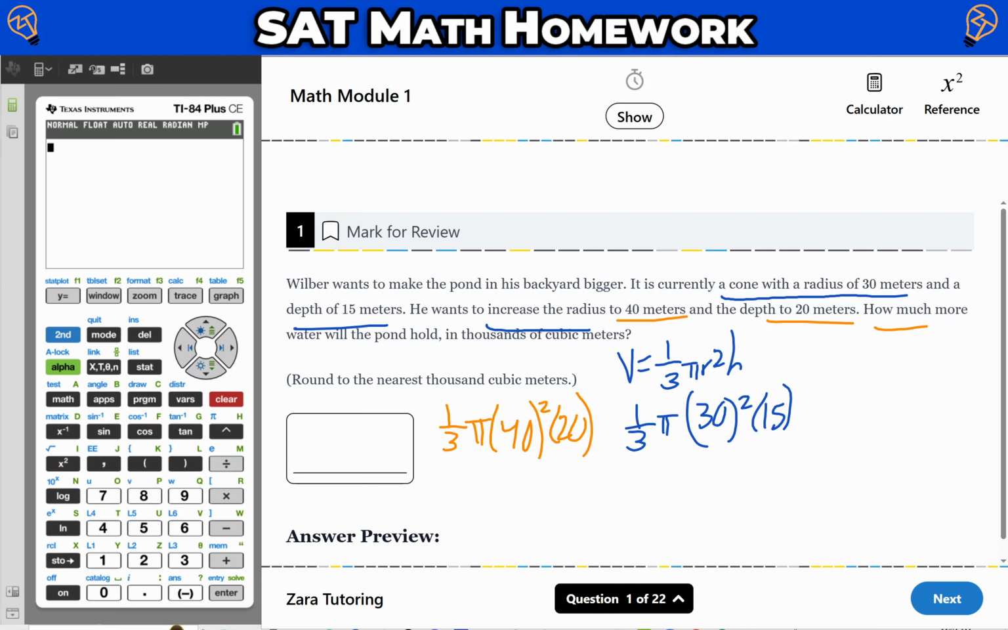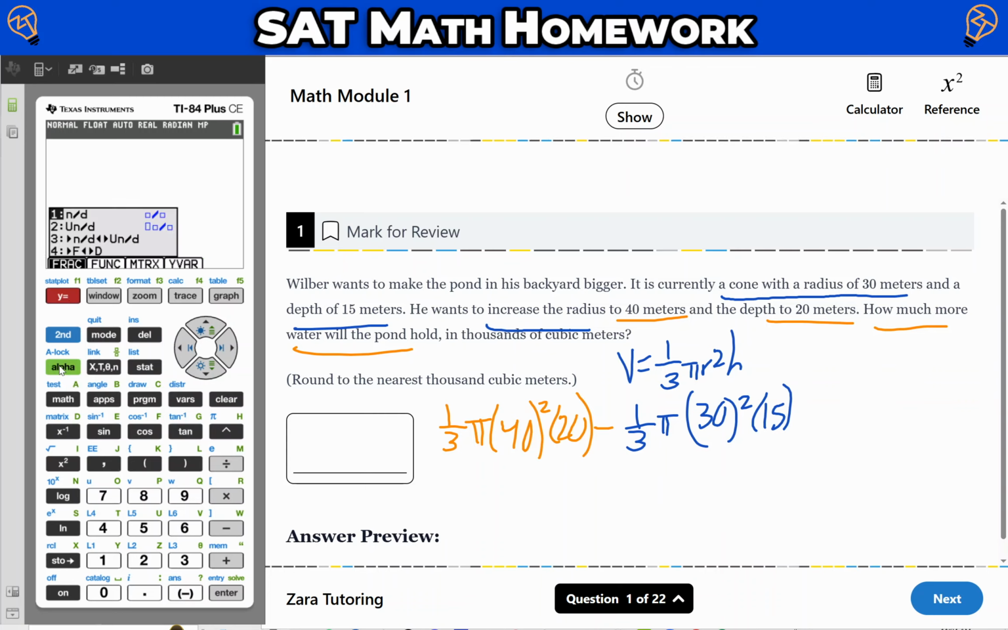So if we're trying to figure out how much more will it hold, we're finding the difference between these two volumes. So I like to use my calculator. You can use Desmos instead if you want, but if you do alpha y equals, we can choose that first option to do a horizontal fraction bar. Second and caret is for pi. And then we'll just type all this in. It's usually easier when it's in your hands than on a computer screen, but same idea, just put all this in as we see it.